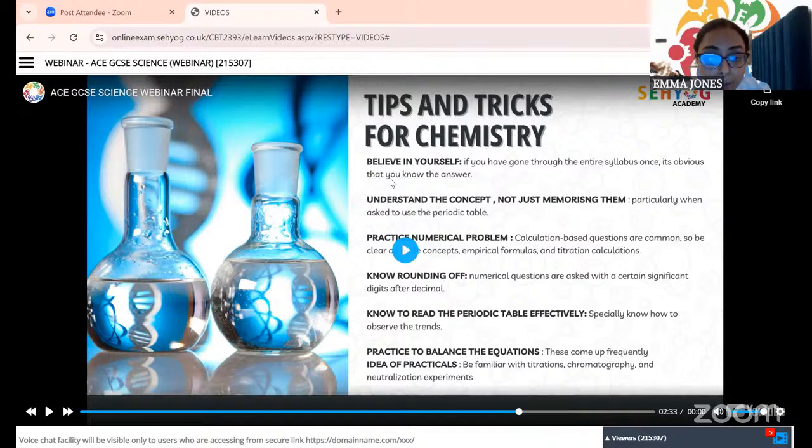Next, practice to balance the equations, and that will come with practice only. Okay. Next, idea of practicals. Yes, the student must know the very simple practical knowledge like titration, chromatography, neutralization experiments, all of this. So these are a few tips and tricks for chemistry which students should follow to get a higher score or higher grade in the exam.